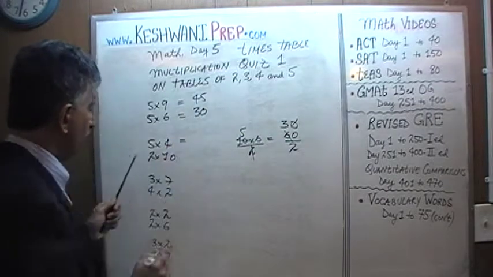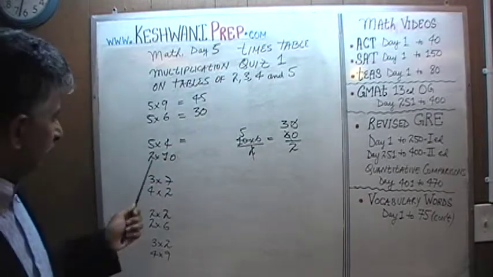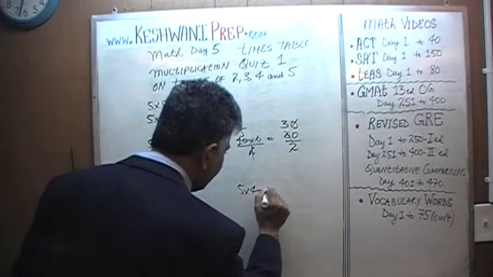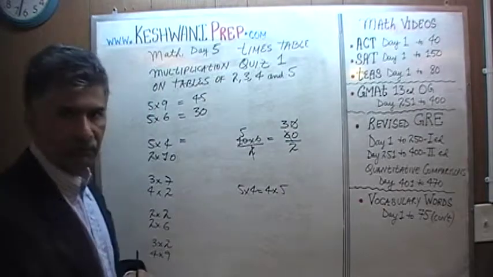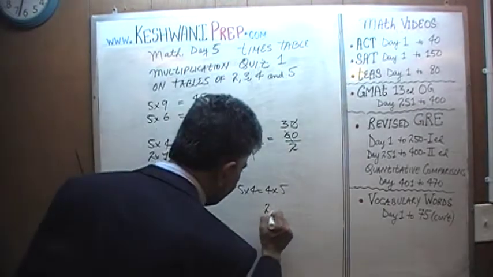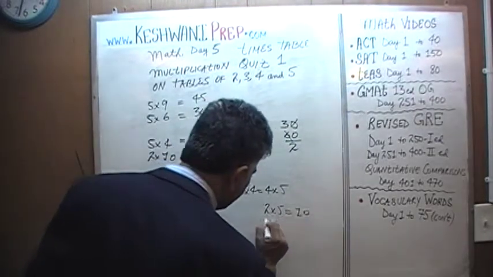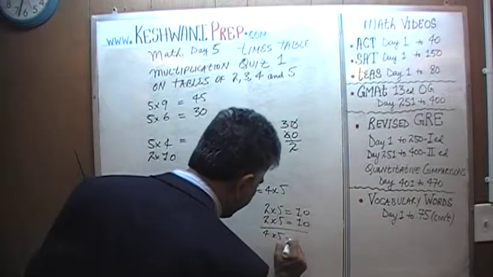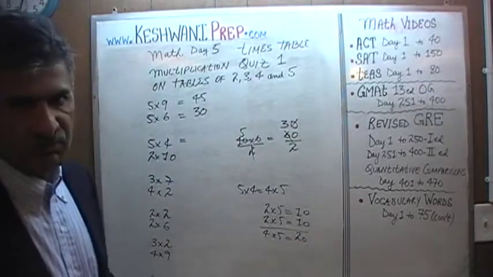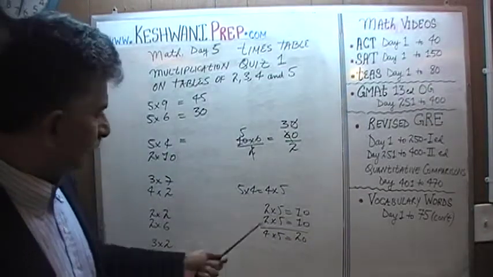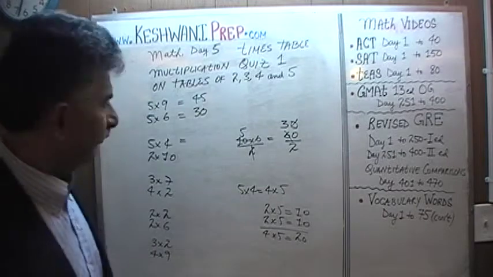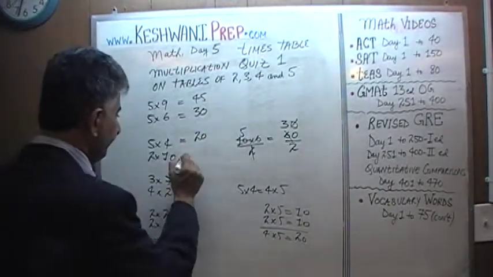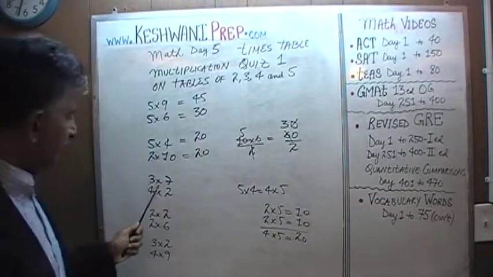Let's do one more. How about 5 4s? 5 4s is the same as 4 5s. We know 2 5s are 10. If we take another 2 5s, that's another 10. So 4 5s are going to be 20. 4 5s are the same as 2 5s and another 2 5s. 2 5s are 10, another 2 5s, another 10, is 20. 2 10s are 20.